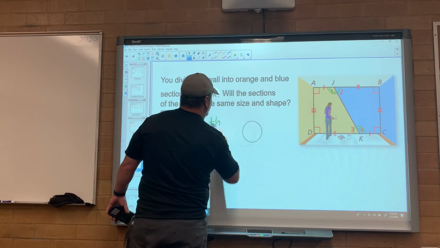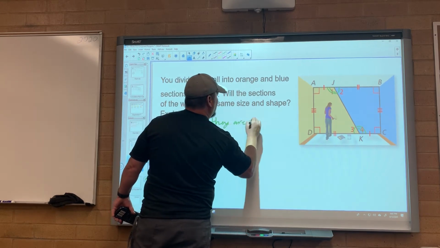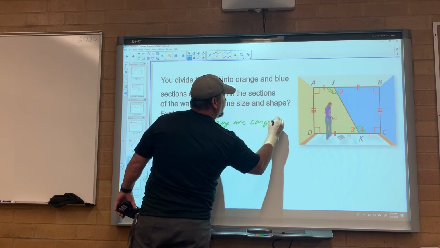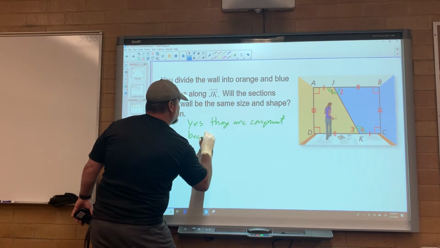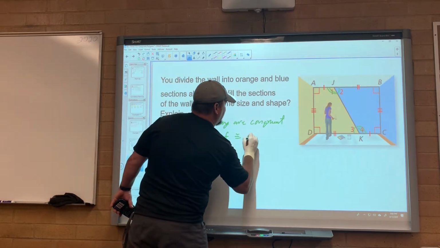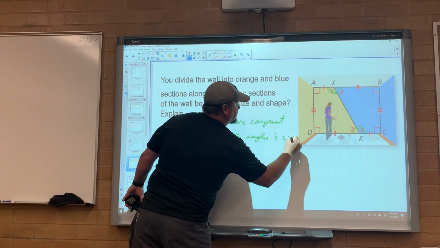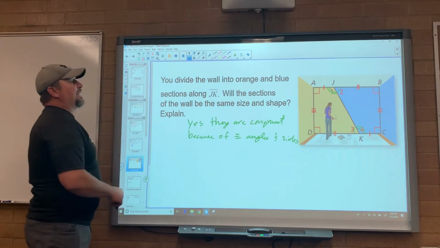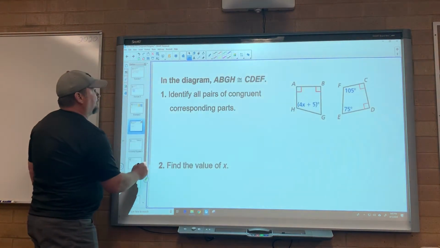I'll just write it better. Because of congruent angles and sides. So that is proving that those are going to be congruent. All right, we're getting there.